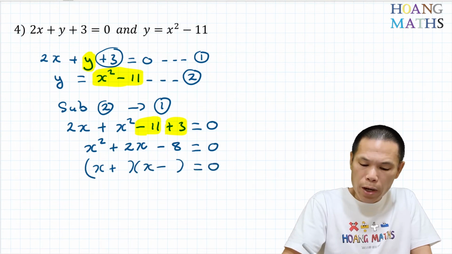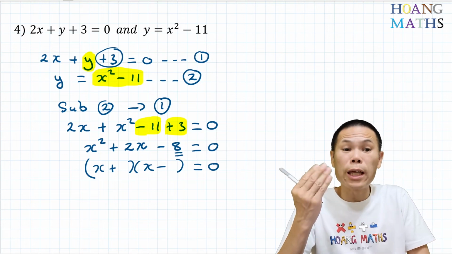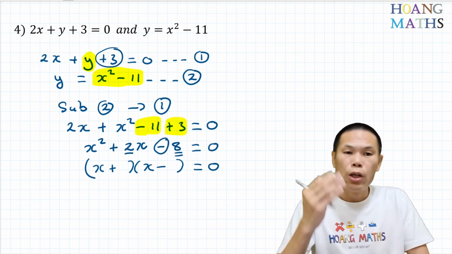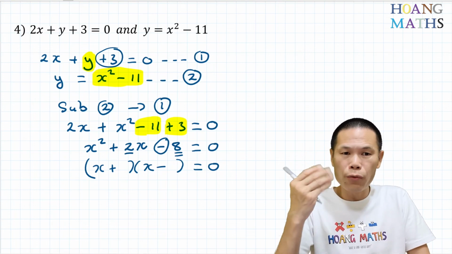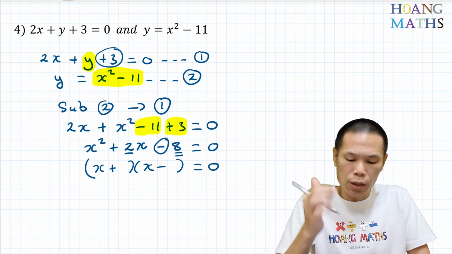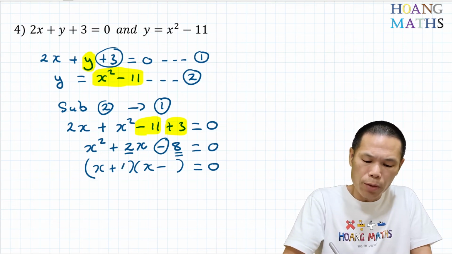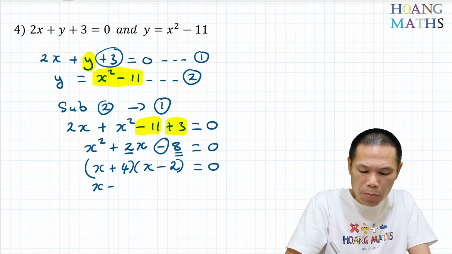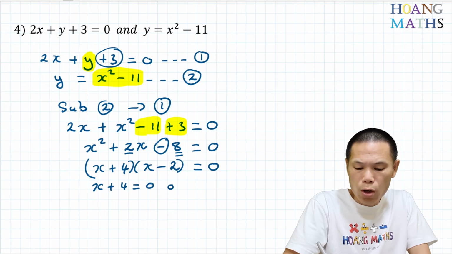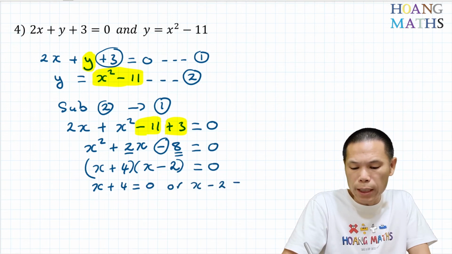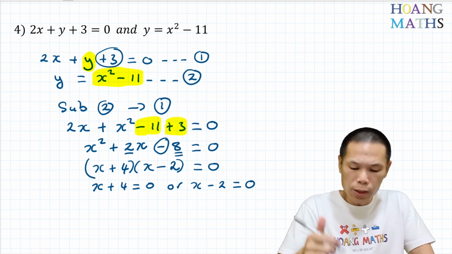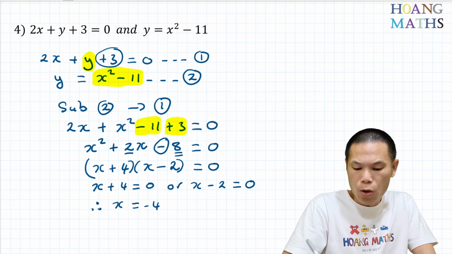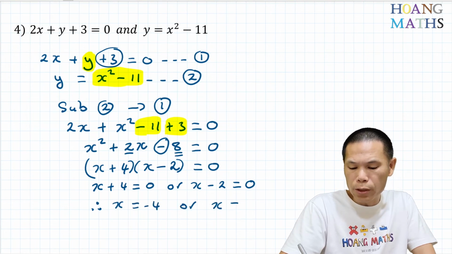Equals 0. And then we have 2 numbers times together give me 8, and the difference, because minus means difference, is equal to 2. So 8 is 4 times 2, and the difference is 2. But then because it's positive 2x, we therefore put the bigger number on the positive side. So there you go. So this means that x plus 4 is equal to 0 or x minus 2 is equal to 0. So to solve this, we just move the 4 to this side. So therefore, x is equal to negative 4 or x is equal to 2.